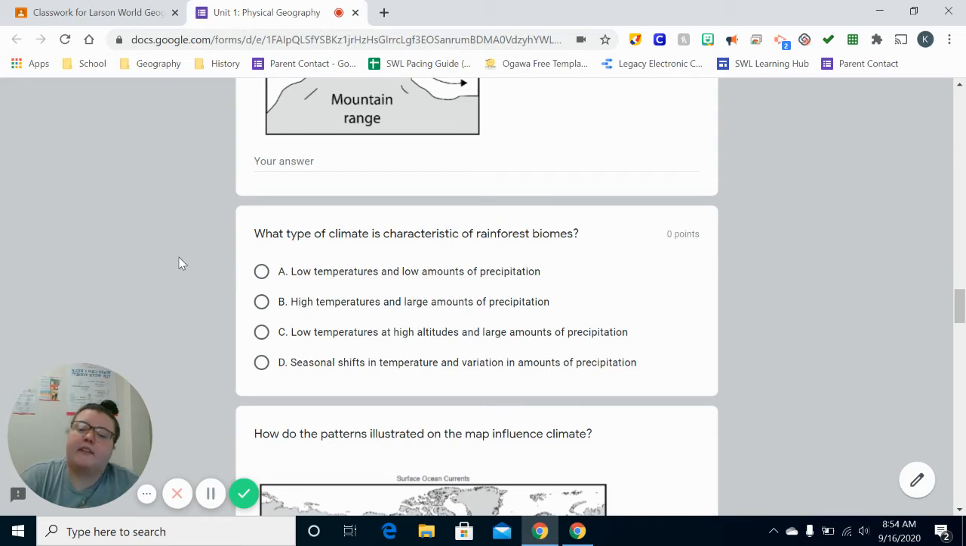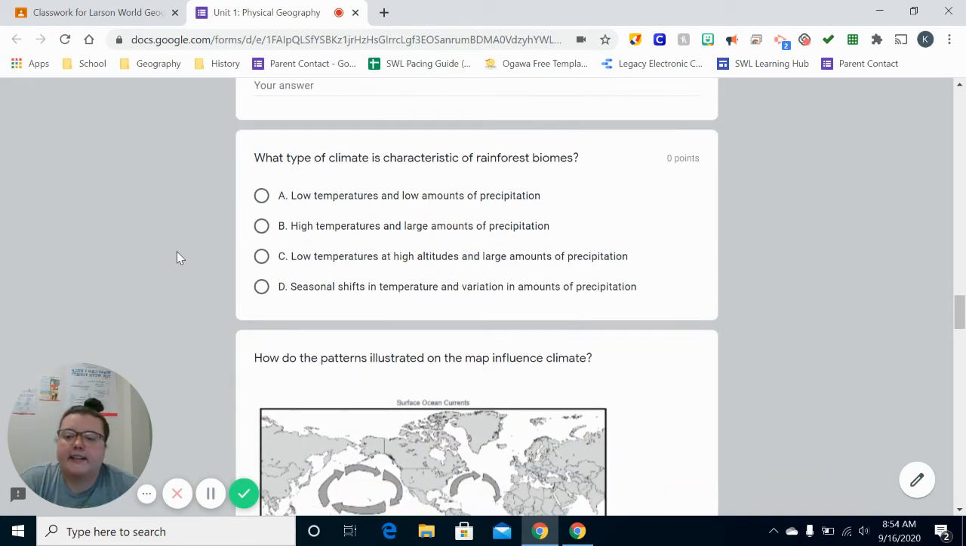9, what type of climate is characteristic of rainforest biomes? Is it A, low temperatures and low amounts of precipitation? B, high temperatures and large amounts of precipitation? C, low temperatures at high altitudes and large amounts of precipitation? Or D, seasonal shifts in temperature and variation in amounts of precipitation?